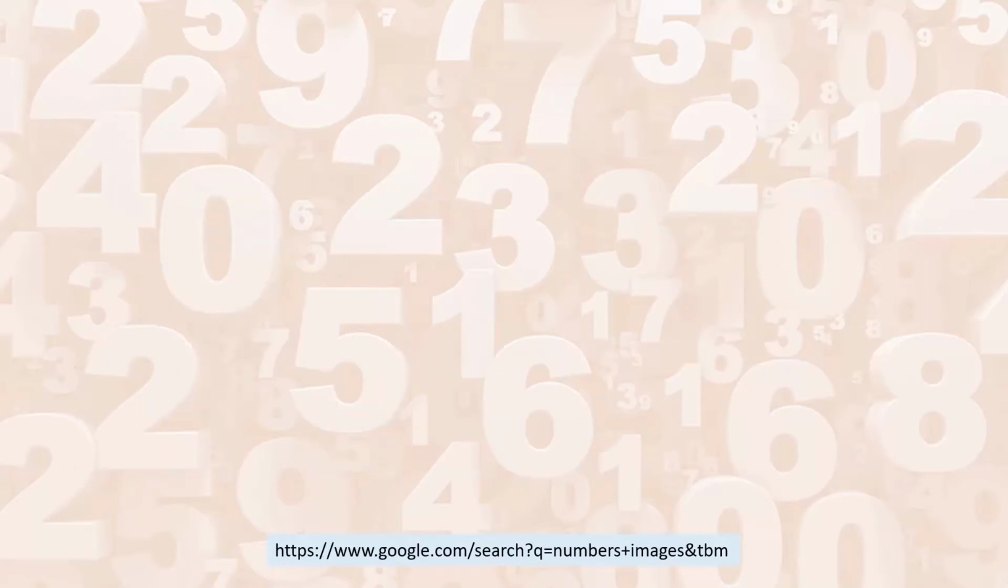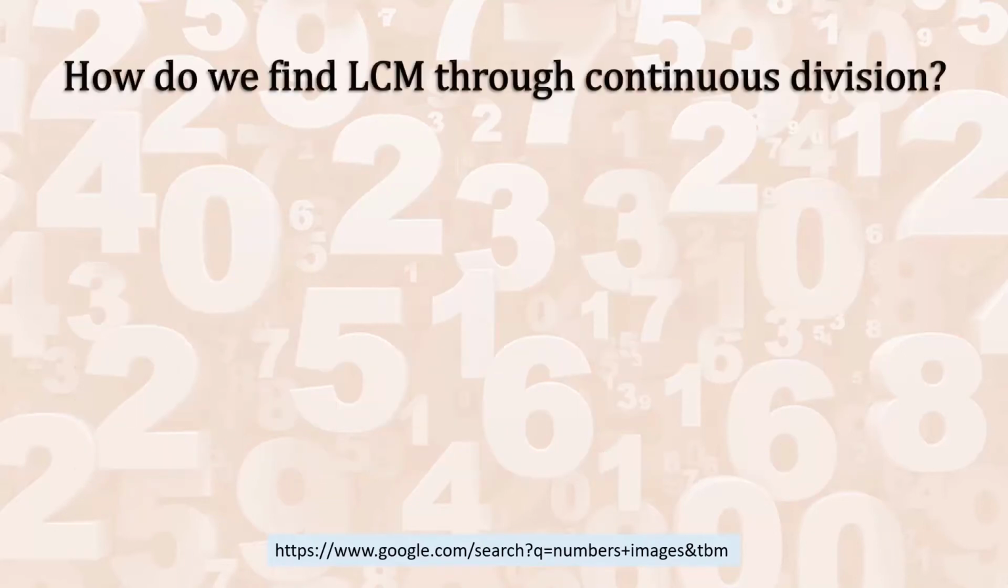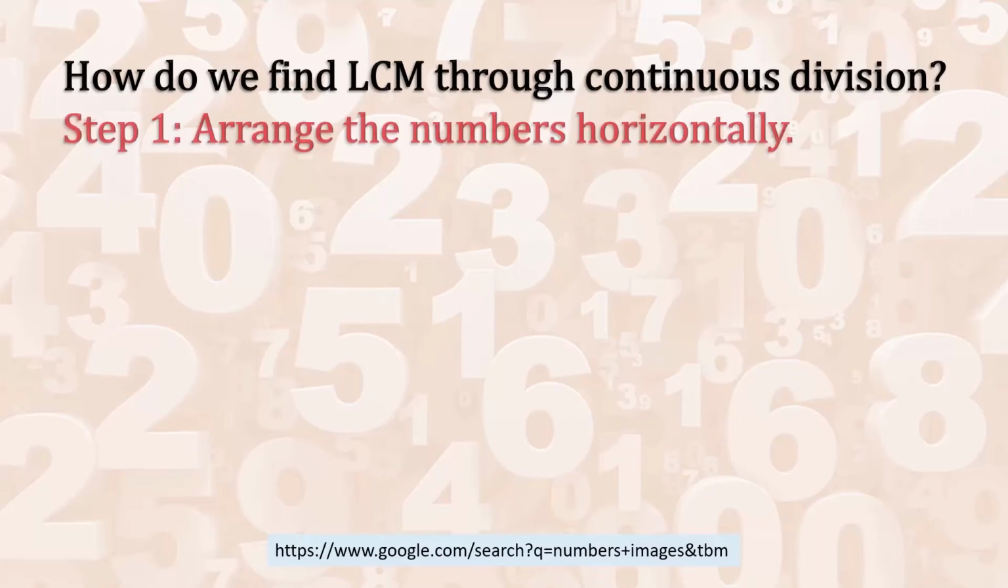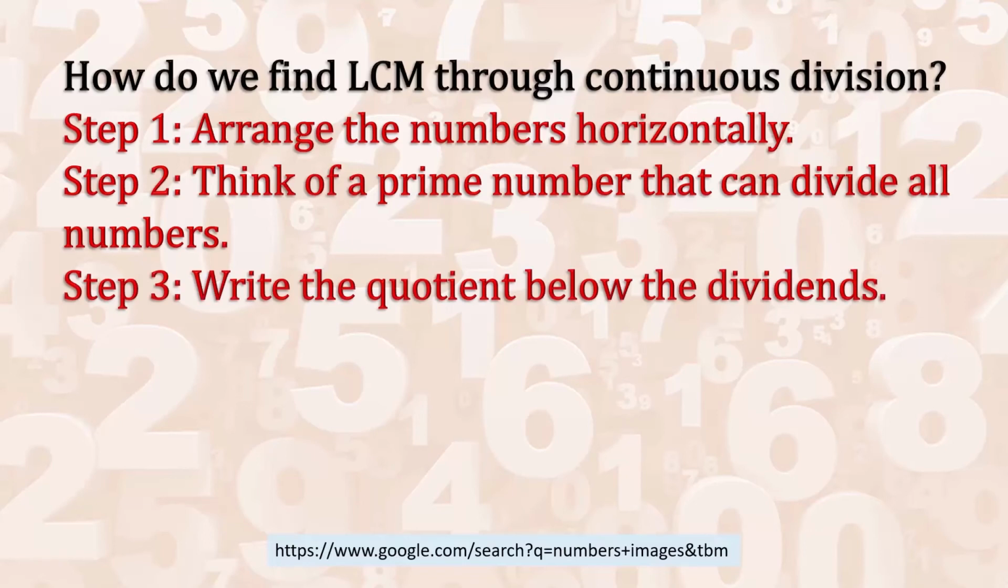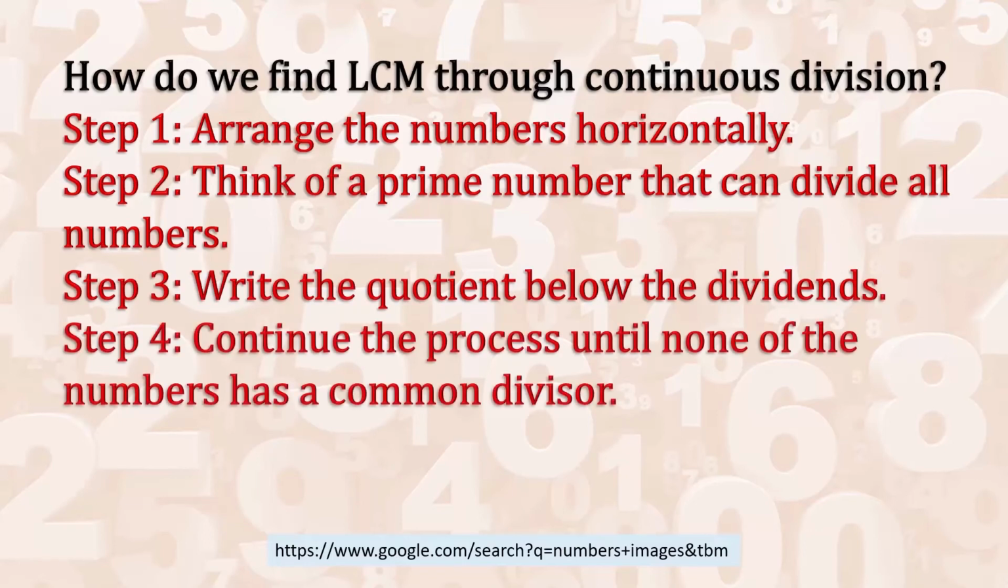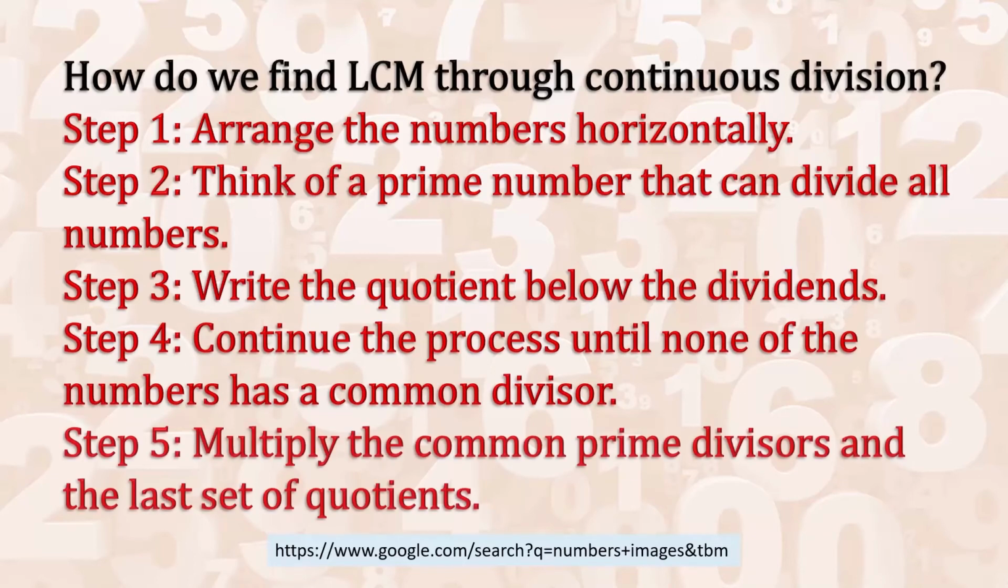And how do we find LCM, or least common multiple, through continuous division? Step 1, arrange the numbers horizontally. Step 2, think of a prime number that can divide both numbers. Step 3, write the quotient below the dividends. Step 4, continue the process until none of the numbers have a common divisor. And step 5, multiply the common prime divisors and the last set of quotients.